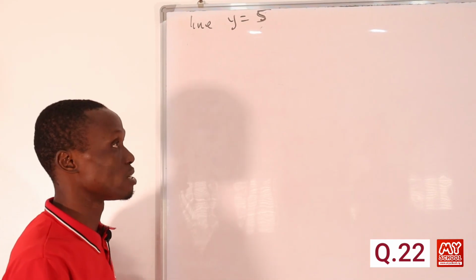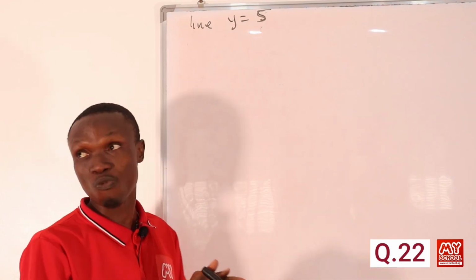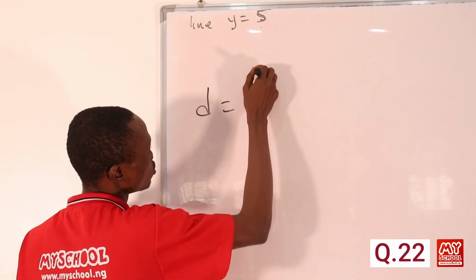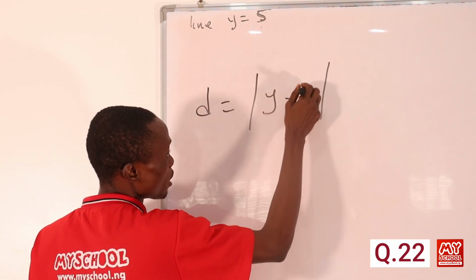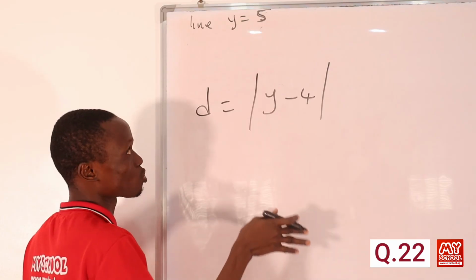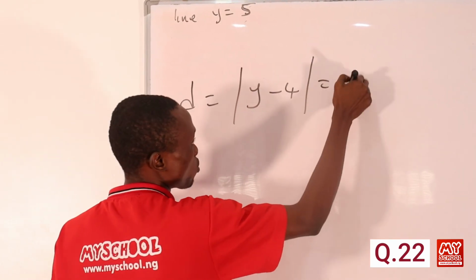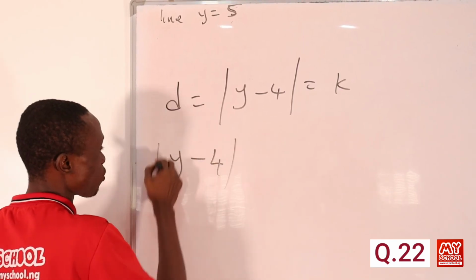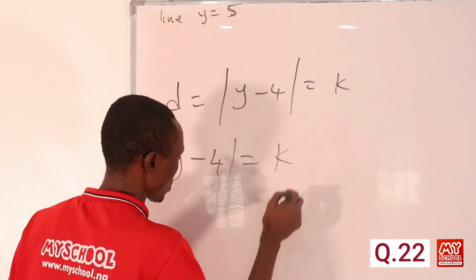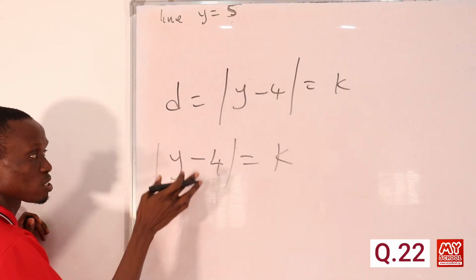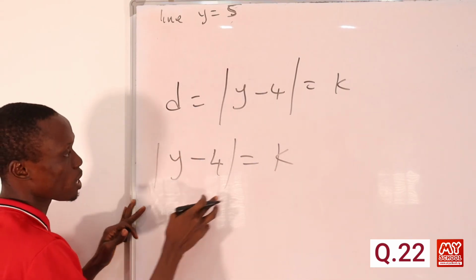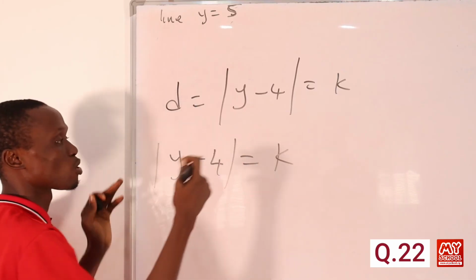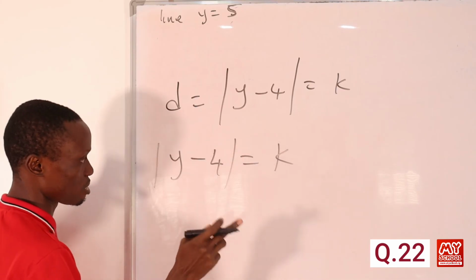Okay, and the distance of any point from that line is given by d equals the absolute value of y minus 4. And according to this question, we are told that this distance is equal to a constant. So that we are now having the absolute value of y minus 4 equals a constant. So to solve this, we have to solve it in two cases. One of them is when k is positive, and the other one is when k is negative, okay?